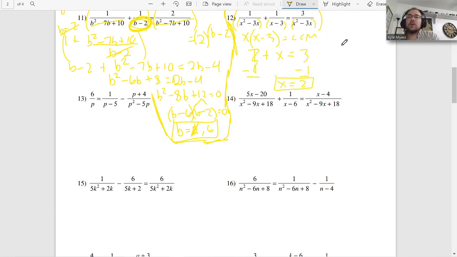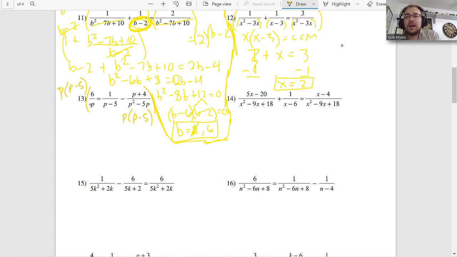All right. So this, number 13, we need to figure out what the LCM is. So we do that by factoring. At least now we do. And it looks like it's p times p minus 5. P times p minus 5 is all of what that last denominator is, and it's made up of 2 parts which we already have in the previous denominators. So if we multiply by p and p minus 5, it covers all our bases.